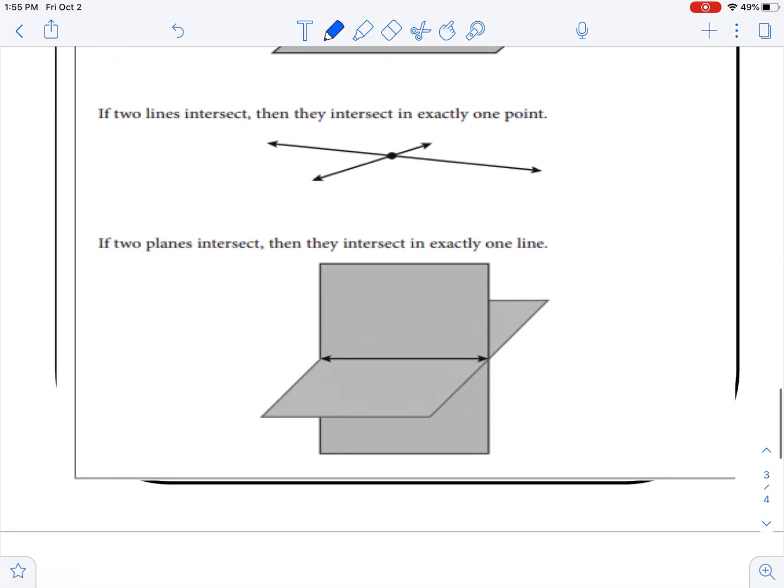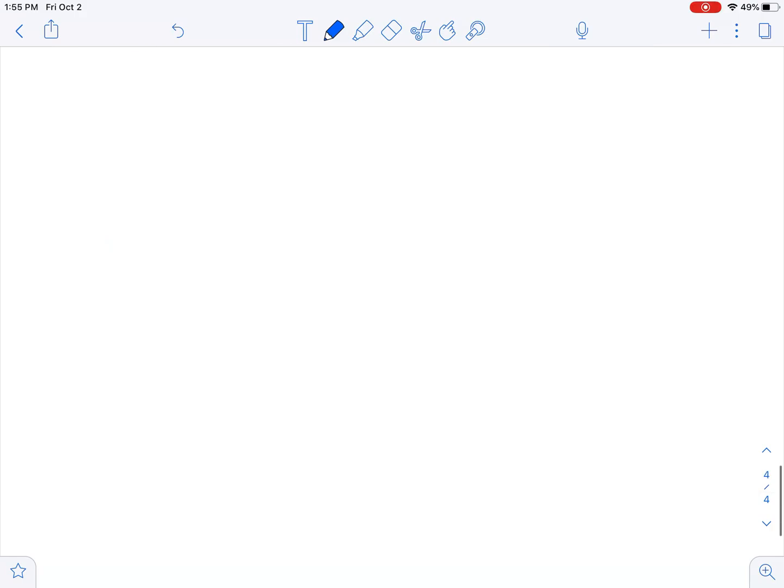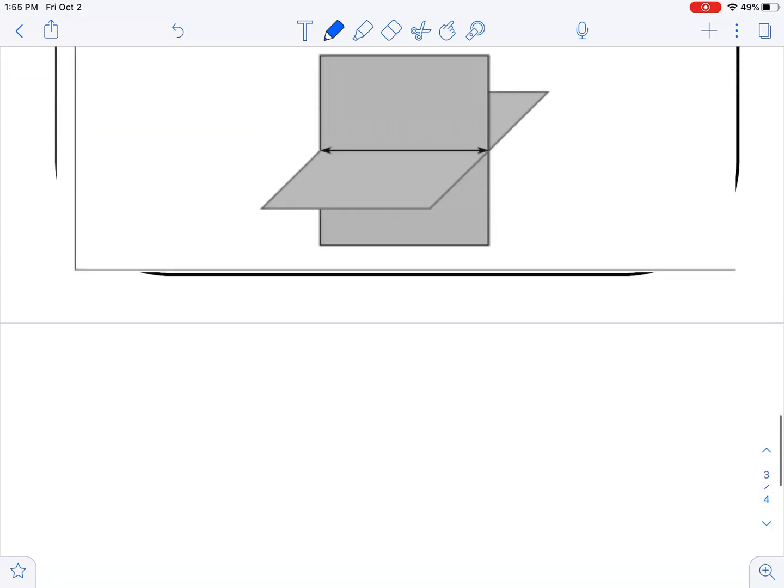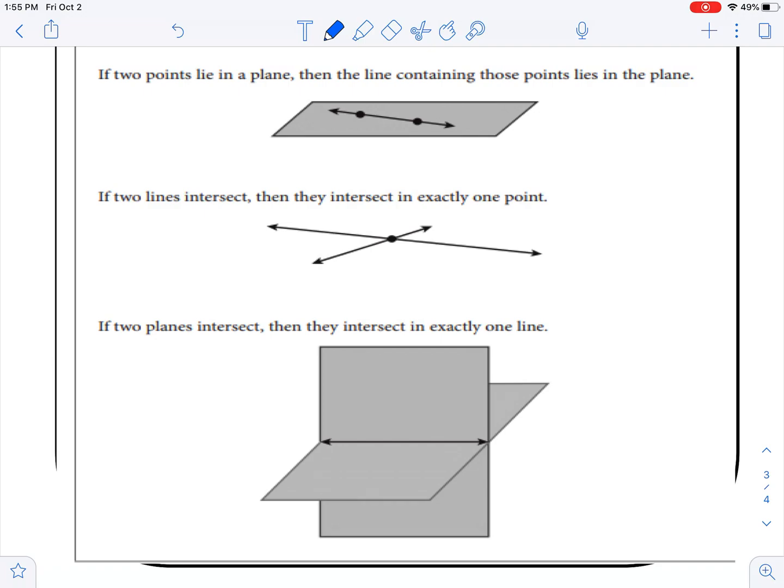Each one of these will be properties that we'll use throughout the end of the year that we'll look at and go through. So that's just the beginning of the proofs that we'll start with. It is pretty straightforward as far as explaining each step that you take.